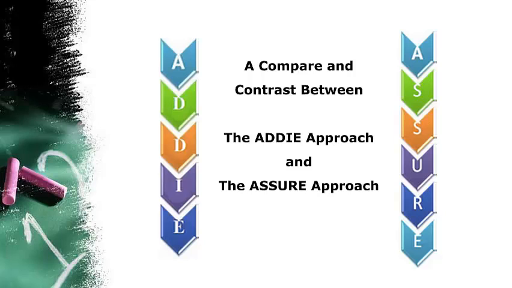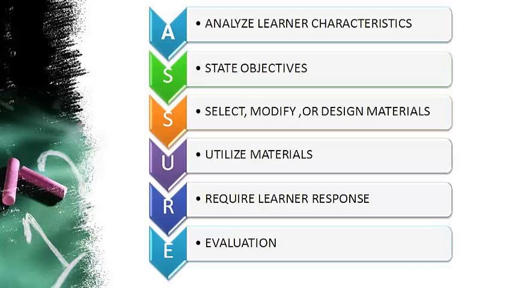We will go over each model by reviewing how it can be effectively implemented to the instruction and highlight the strengths and weaknesses. Let's start with the Assure model. The Assure model has 6 different phases. The first phase is to Analyze Learner Characteristics. The second phase is to state the objectives. The third phase is to select, modify, or design materials. The fourth phase is to utilize the materials. The fifth phase is to require learner response. And the final phase is the evaluation phase.